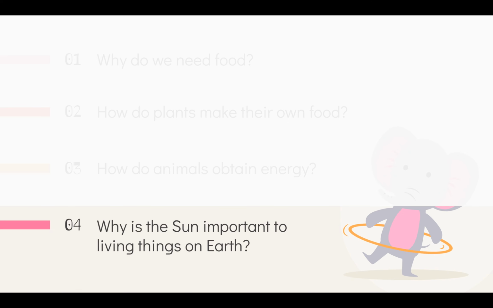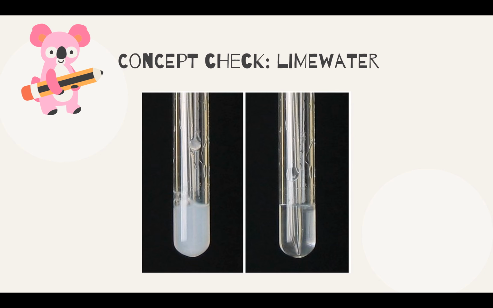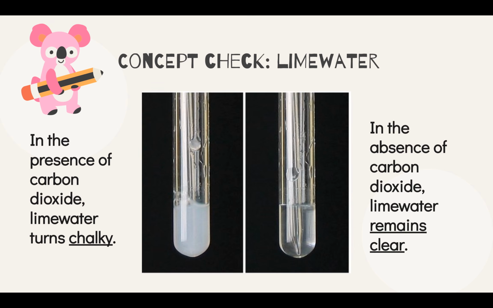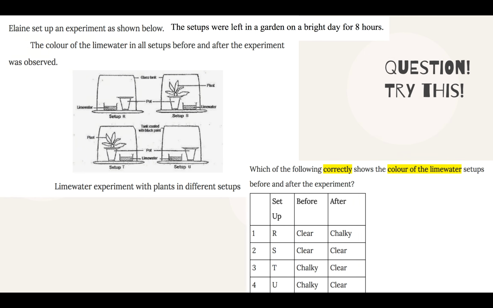It's time for a concept check. Can you recall the properties of lime water? Lime water can be used to test for carbon dioxide. In the presence of carbon dioxide, lime water turns chalky. In the absence of carbon dioxide, lime water remains clear. With this, you are ready to start on a short quiz. Pause the video to attempt the following question on your own. When you are done, continue with the video.